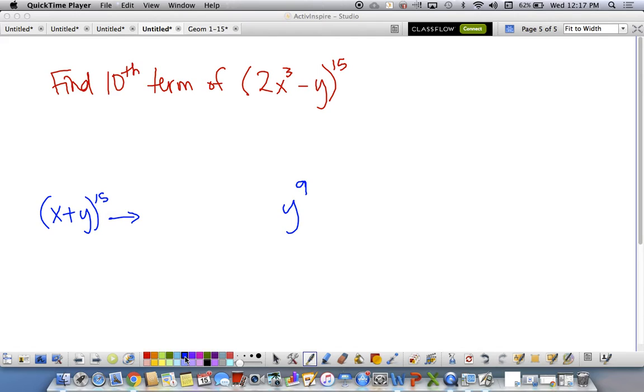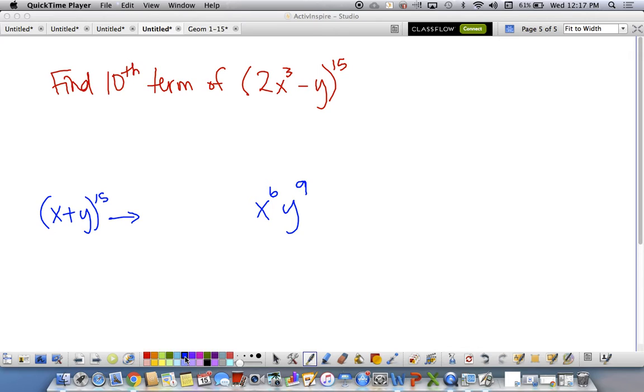So x will be to the what? To the 6th. Okay? But it'll end up being the 10th term. The first term, y is 0. The second term, y is 1. We're always down 1. Always a subtraction. Oh, so it's 9. 6 and 9. Okay. Really, we got the 9 first.